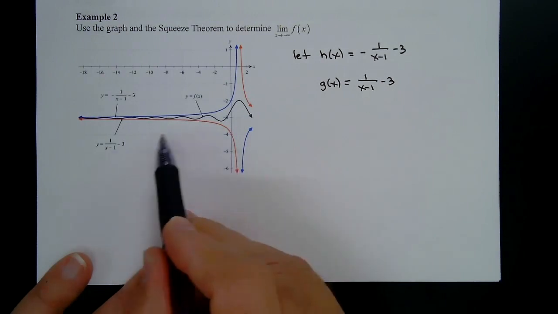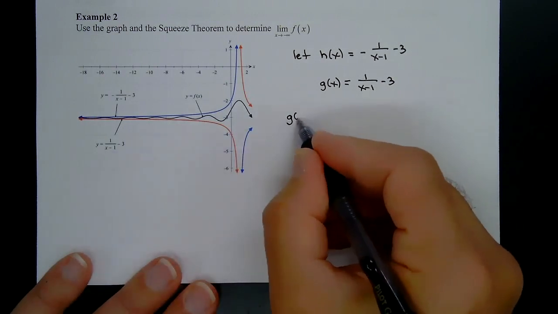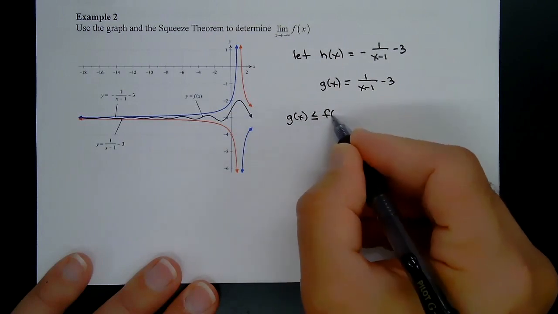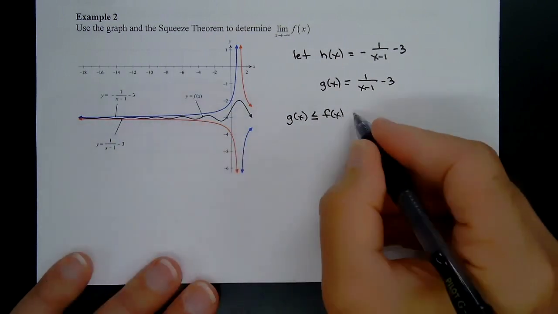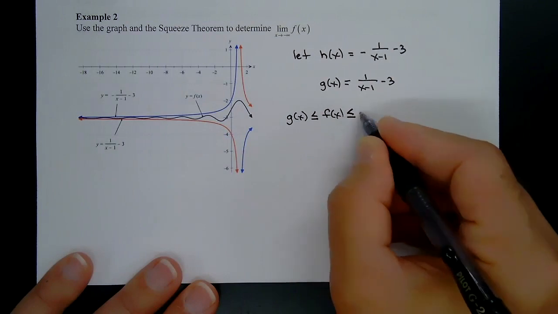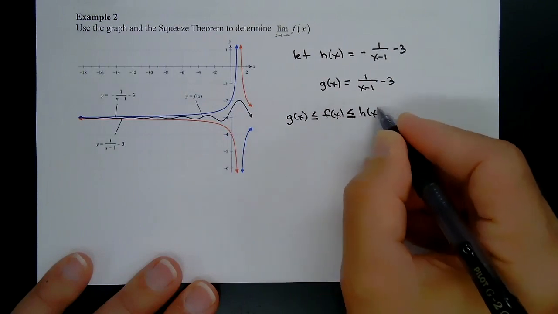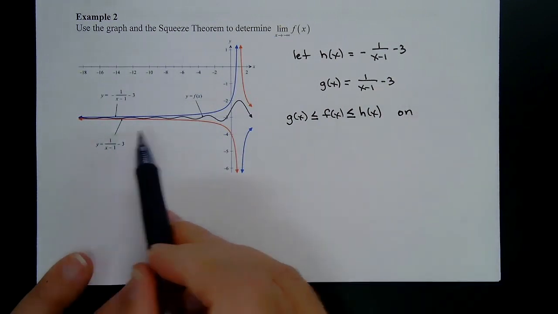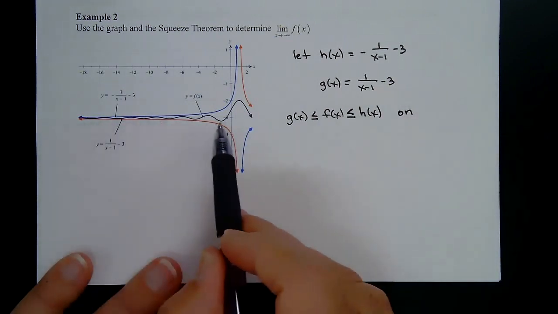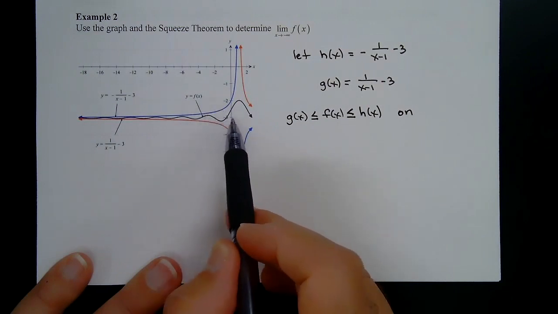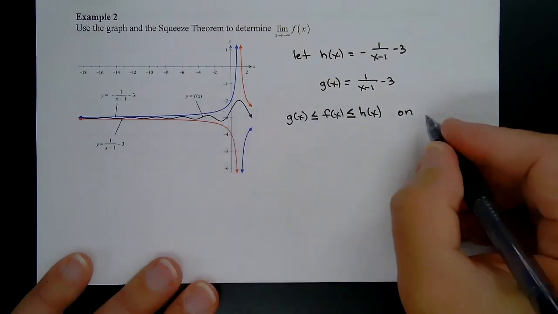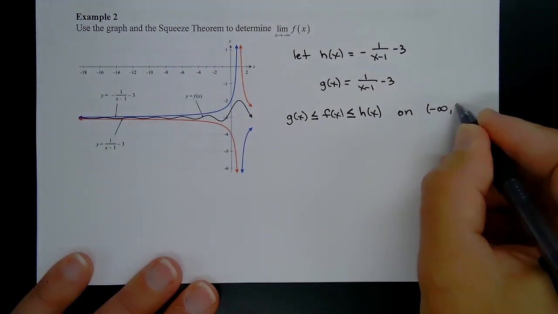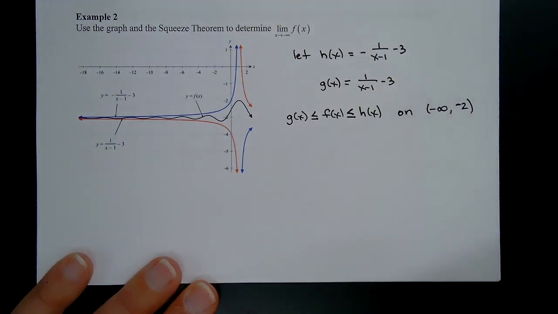And so we know g of x is less than or equal to f of x, just by inspection, by looking at the graph, which is less than or equal to h of x, on, and where can we do this? Well, anywhere from -infinity up to, let's say -2 or 0, you could do any of those. So let's just go -infinity to -2.